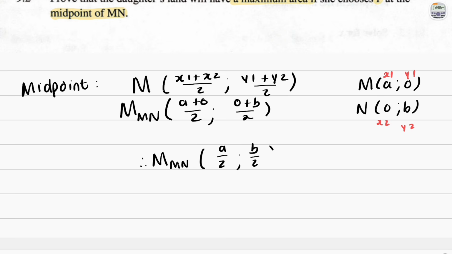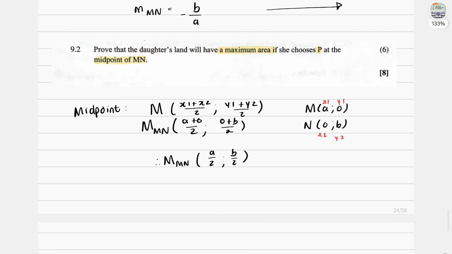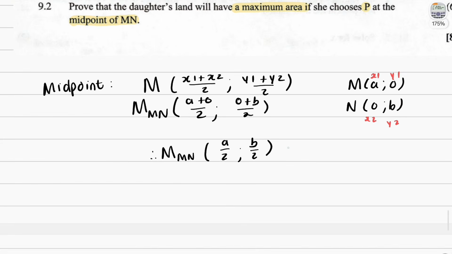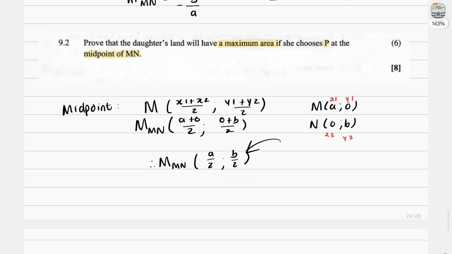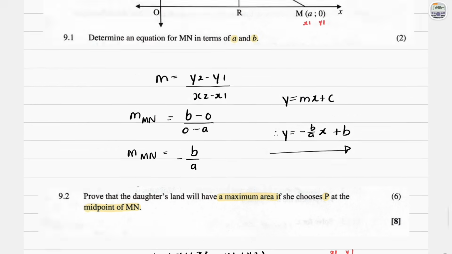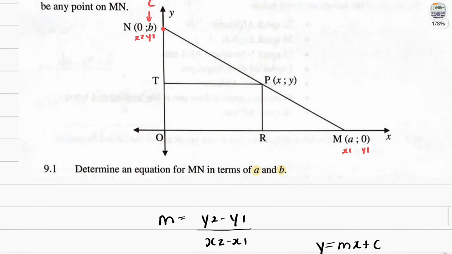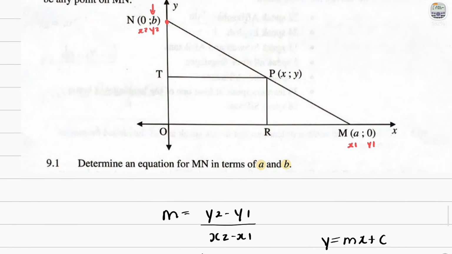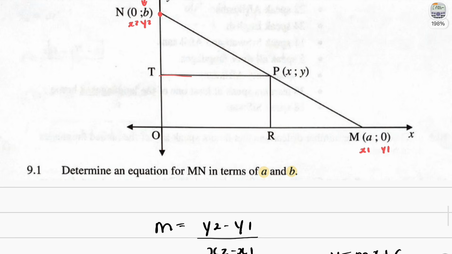That's really it. So we're going to find that maximum area, and if it occurs at this point, then we know she will have the maximum area if she chooses the midpoint of MN as the point where P is going to be. So how do we find the area first? We have to find the area before we can find the maximum area. This is the shape that we're looking at, right? We're looking at the area of the shape.